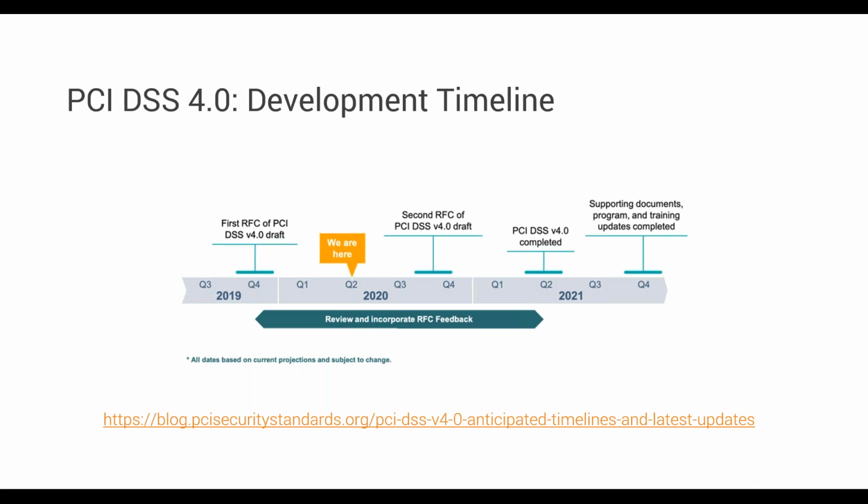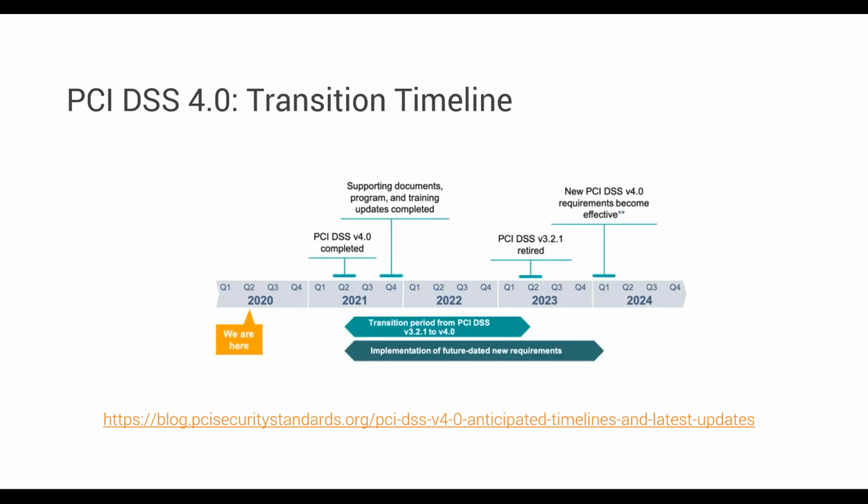the end of Q2 2021, where PCI 4.0 should be published as of right now, and at the end of 2021, all the supporting documents, that also includes SAQs, should be published according to the PCI Council. So this is the rough timeline for the next 1.5 years. But what's more interesting for you is the transition timeline.